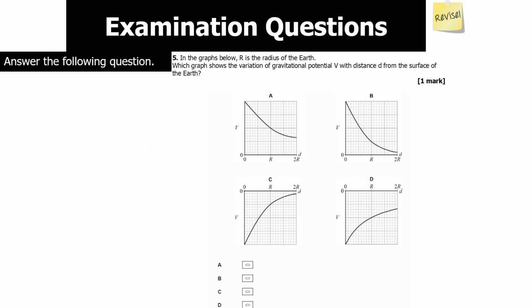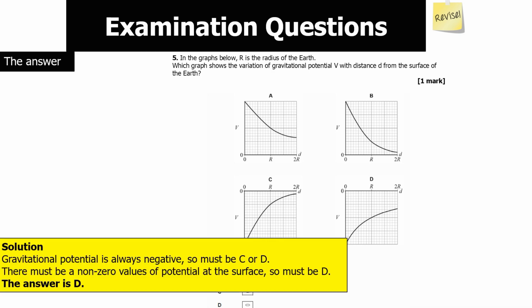The next question says, in the graphs below, r is the radius of the Earth. Which graph shows the variation of the gravitational potential V with distance d from the surface of the Earth? Pause the video now, then unpause the video when you want to go through your answers.